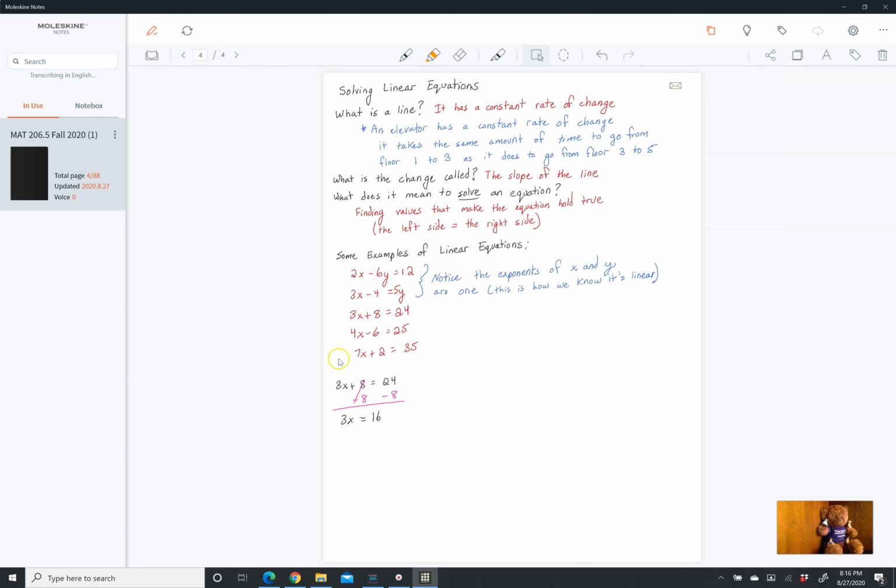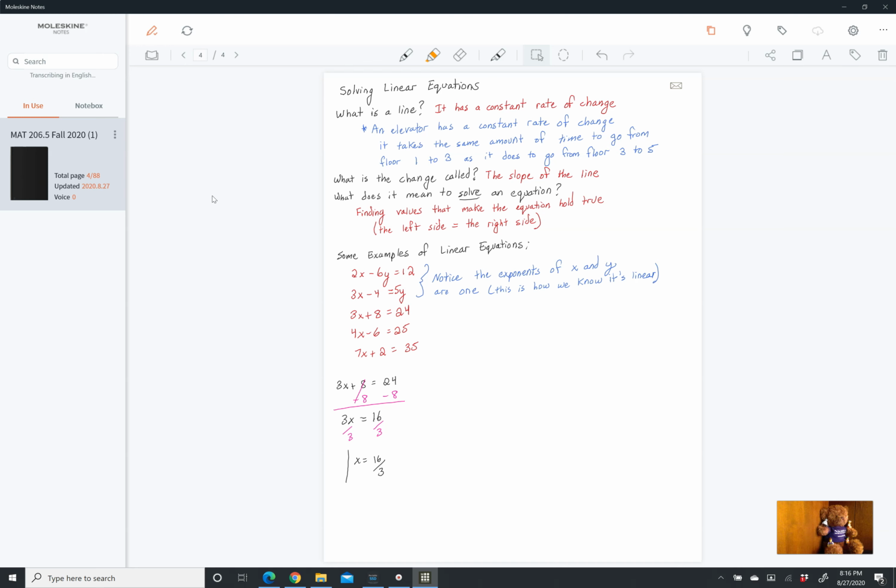Okay. And then we want to get rid of the 3. So this is 3 times x. To get rid of the 3 times x, we divide by 3. We're doing the opposite. So we're dividing both sides by 3 here. And that means that our final solution is just x equals 16 over 3. Leave it as 16 over 3.